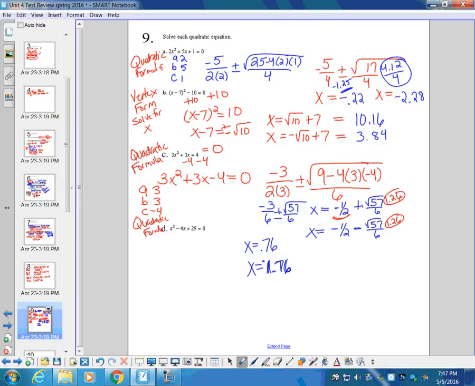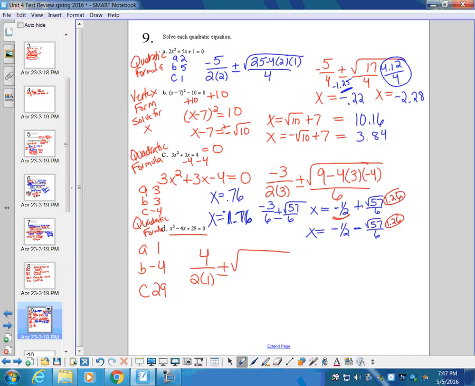Now I'm looking at D. Again, it's going to be quadratic formula. I'm going to need to move these answers in here so they're out of my way. Okay, now we got x squared minus 4x plus 29. So A is 1, B is negative 4, C is 29. Now, opposite of B is positive 4 over 2 times 1 plus or minus. B squared is 16 minus 4AC over 2.